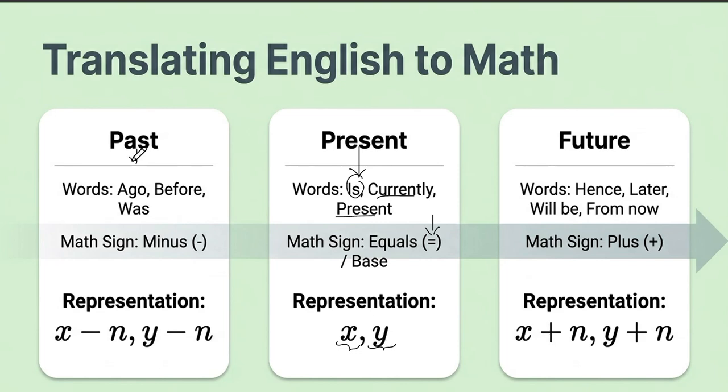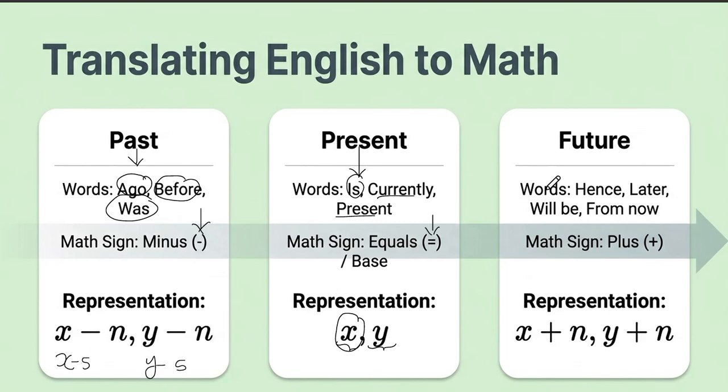And past means the words will be ago, before, was. So when such words come, we have to use the minus sign. So present age is x, that means, for example, 5 years ago, the age will be x minus 5, y minus 5, like that.